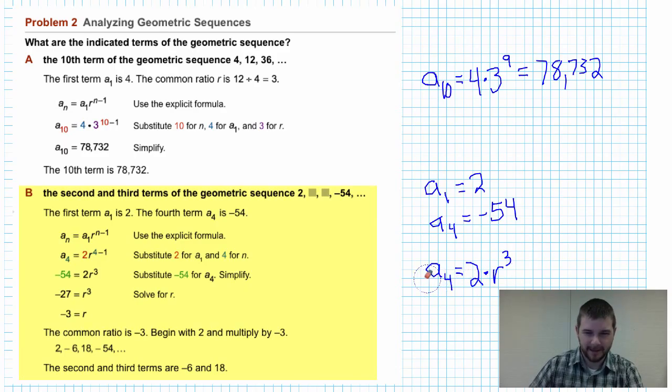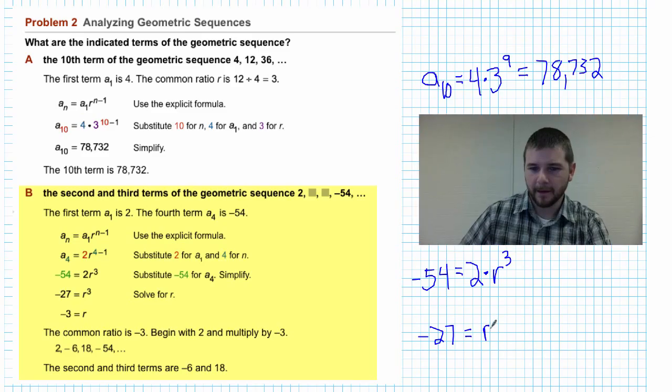Now we do know a sub 4. A sub 4 is negative 54. Now we're getting somewhere. Divide both sides by 2: negative 27 equals r cubed. So what value times itself three times is negative 27? Negative 3. To find that, using inverse operations, we would simply apply the cube root to both sides of the equation. The cubed and cube root cancel one another out, being inverses, and r equals negative 3.